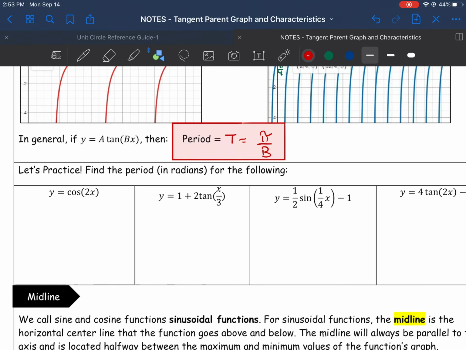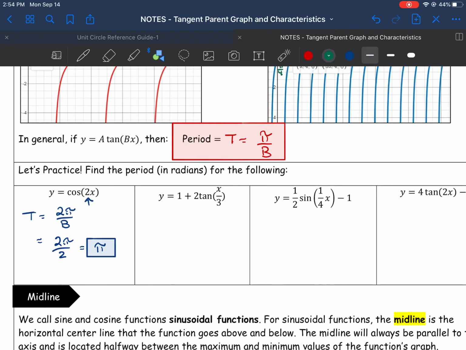Let's find the period in radians for the following. The first one says y equals cosine of 2x. Since we have a cosine function, we know that the period is going to be equal to 2 pi divided by b. Well, we know that b is 2, so we have 2 pi divided by 2, which is just pi. Okay, so there's our period, and if we wanted to, we could graph that in Desmos, and we could see from peak to peak, since that's a cosine function, the horizontal length of one complete cycle would be pi.